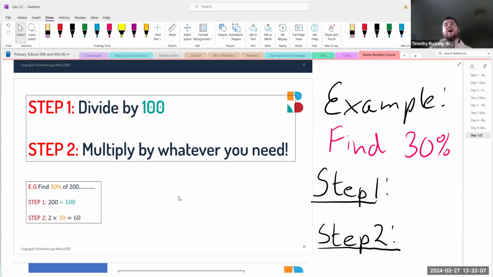So when we're looking for the percentage of a number, there's two steps you can do. Now, I know that some people do it slightly differently. Some people use a fraction method. It's absolutely fine if you do a fraction method, but I'm going to show you this method first. So you divide by 100, and then you multiply by whatever you need to get. You're dividing by 100 because that will give you 1, and then if you multiply it by the number you're looking for, you will get the percent you're looking for.